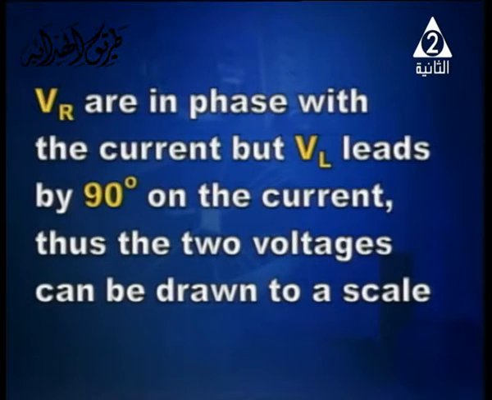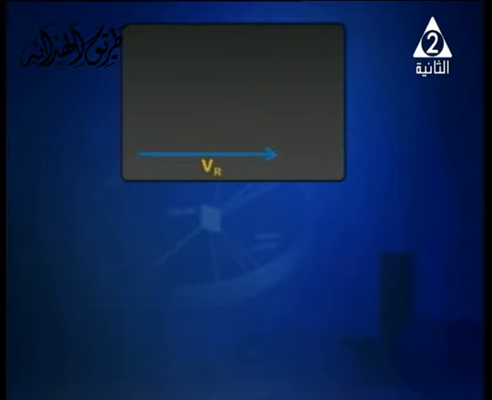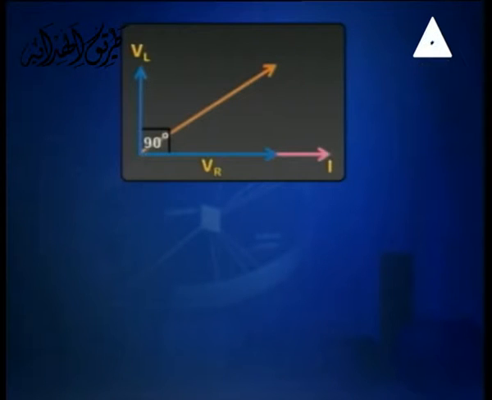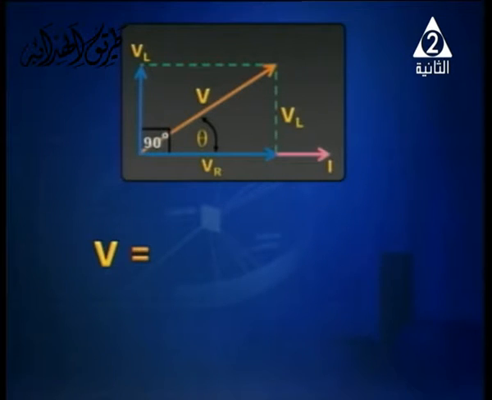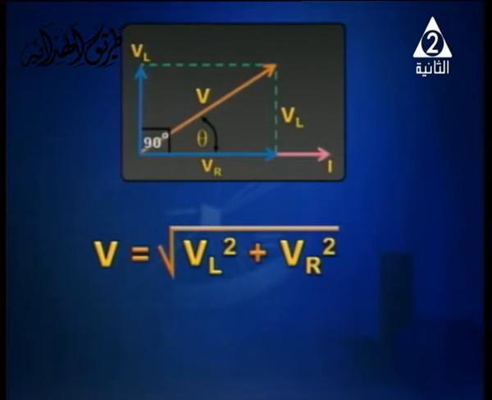Thus, the 2 voltages can be drawn to a scale shown in front of you right now. VR and current are in phase, but VL leads by 90. And what about the total voltage? This is the total voltage, and now we can obtain it. How? Total voltage will be the square root of VL squared plus VR squared, applying Pythagoras theorem.